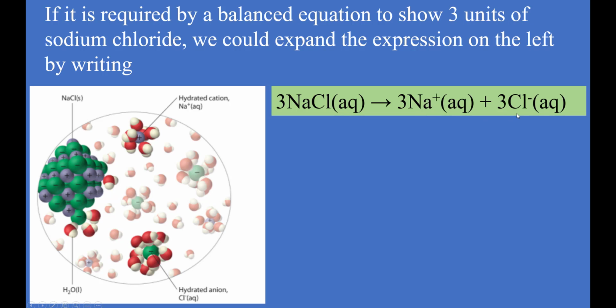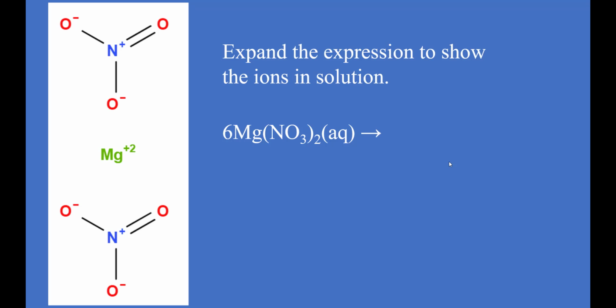And this is just kind of a bookkeeping thing. We're just going to want to be able to write this without making any kind of errors. So let's try a couple of these and see if we can do it. Here's an example. If someone said in a balanced equation I had 6 magnesium nitrates as one of the products or reactants, how would I show the actual ions in the solution?